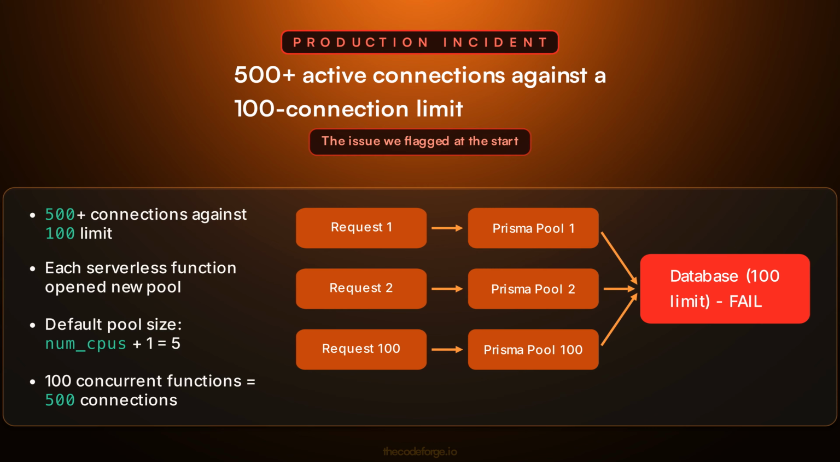But Next.js 16 deployed to Vercel creates a new serverless function invocation for each request during traffic spikes. Each invocation imported a fresh Prisma client instance, opening new connections. The default pool size of num_cpus plus 1 meant each function held 5 connections. At 100 plus concurrent functions, the database connection limit was exceeded instantly.